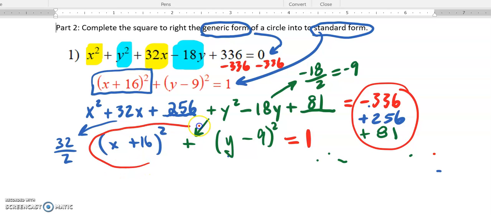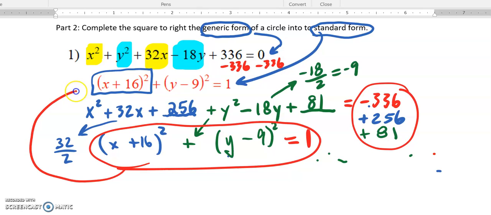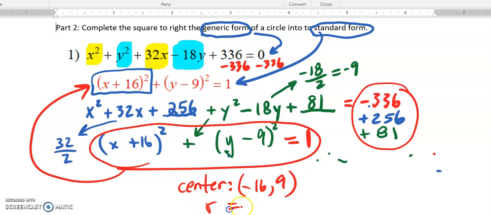And you can see that matches with the equation above. And that's how we use completing the square to go from the generic form of the circle to the standard form of the circle. And we can see that the center here is going to be negative 16 comma 9, and the radius is going to equal the square root of 1, which is 1. Okay. Next video, we're going to look at how to do the same thing with the ellipse, and there's a small variation from what we're doing here, but it's not really any different.